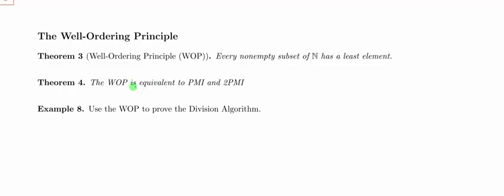The well-ordering principle is equivalent to both the principle of mathematical induction and 2PMI, the second principle of mathematical induction. What this is saying is that all three of these, well-ordering, the principle of mathematical induction, and the second principle of mathematical induction, are all equivalent to each other. Now, we're not going to get into the well-ordering principle this semester. I have an example here, but there's not usually time to cover it. The main focus is the different forms of induction and understanding that process.